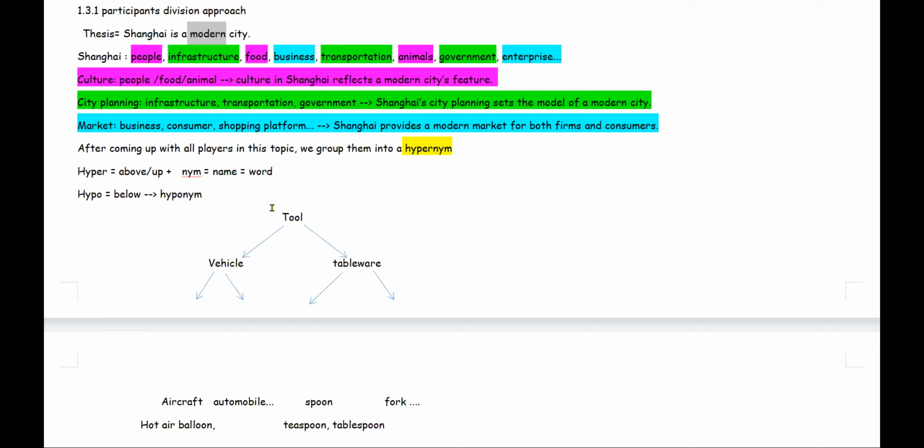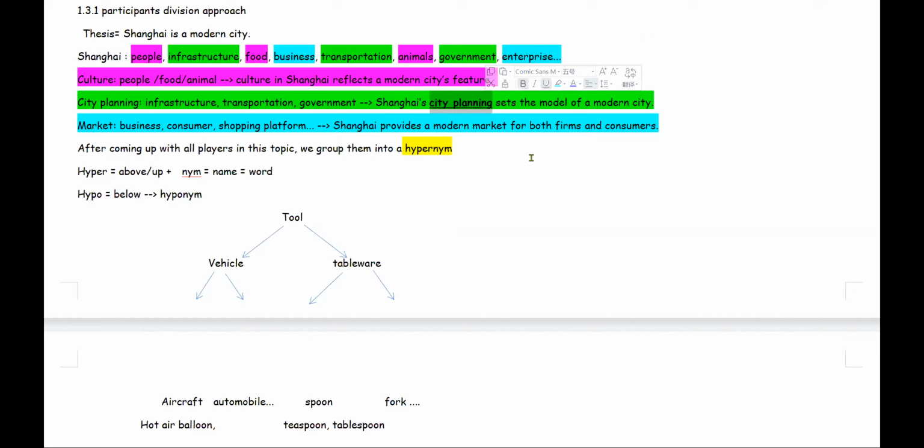Okay, so this approach is new to you so far, so you need to practice. Step 1 is just let your mind go free. Whatever you can think about, write it down. And then you start to group them. And then you figure out a hypernym to serve as your argument. So my first argument is city planning. This is my argument number 1.